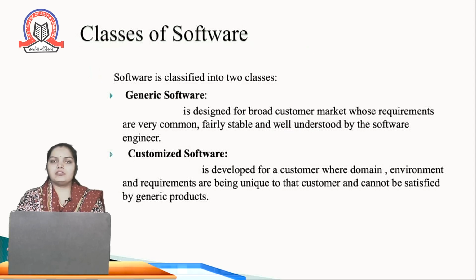From there, software is categorized into different classes as per its requirements. There are generic software and customized software. Generic software is designed for the broad customer market whose requirements are very common, fairly stable and well understood by the software engineer. Customized software is developed for the customer where the domain, environment and requirements are unique to the customer and cannot be satisfied by generic products.